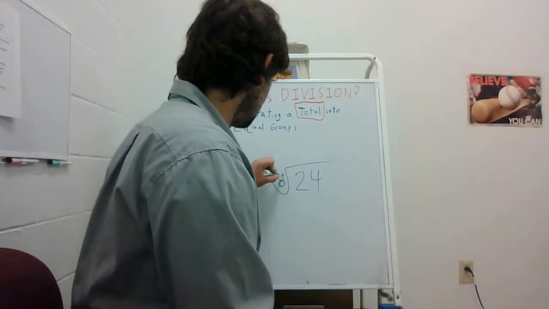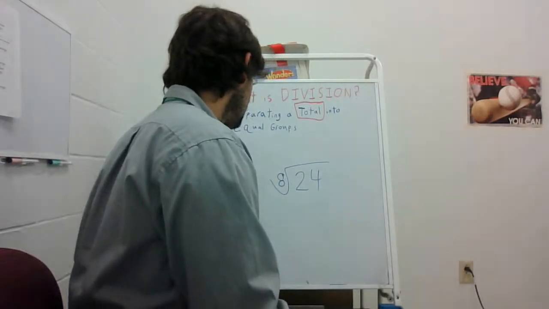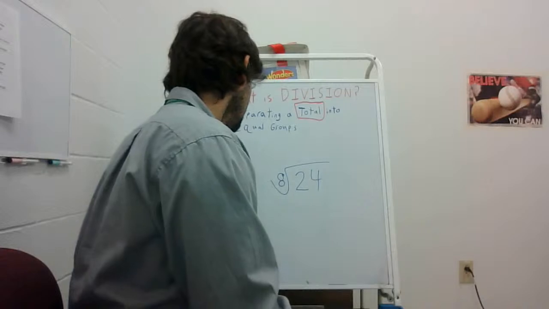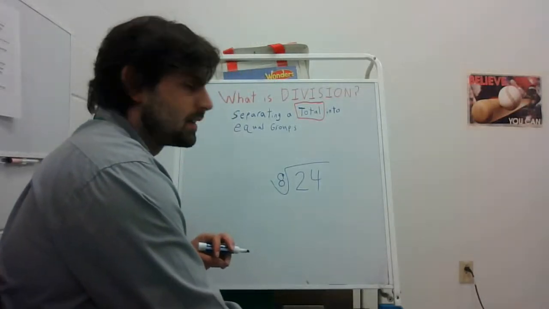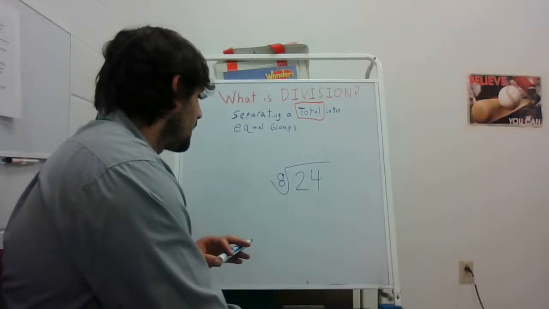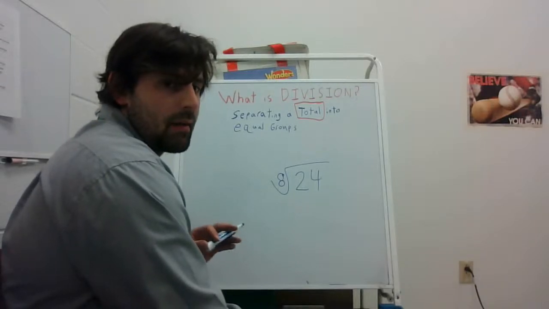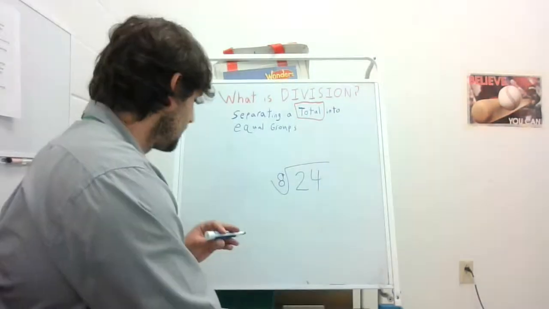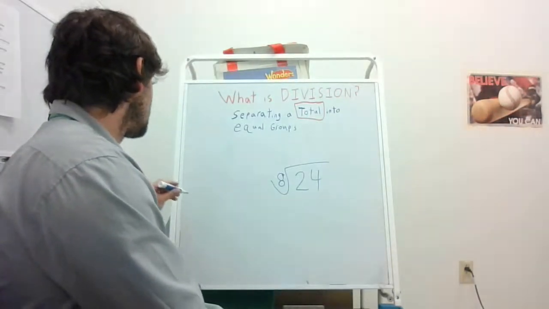$24 divided by 8. So I'm going to count by 8s all the way up until I get to 24, and I'm going to count how many times I skip counted by 8. So using the skip counting strategy.